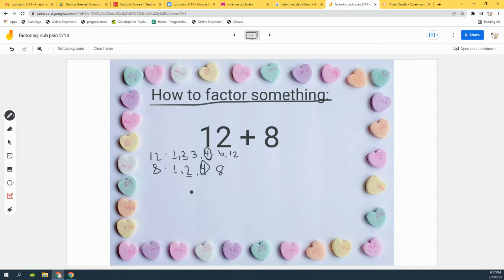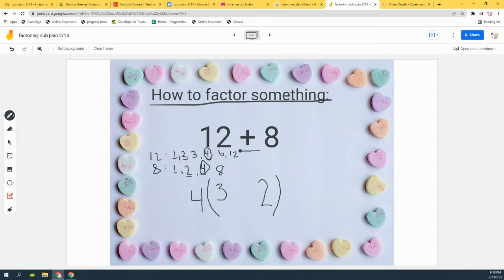So 4 then becomes the number on the outside. Because there's a 4 in both numbers, the 4 is going to be on the outside. Now we need our parenthesis numbers. 4 times what gives you 12? We know that 4 times 3 gives you 12. 4 times what gives you 8? We know that 4 times 2 gives you 8.